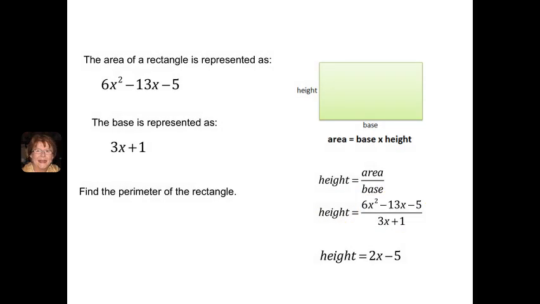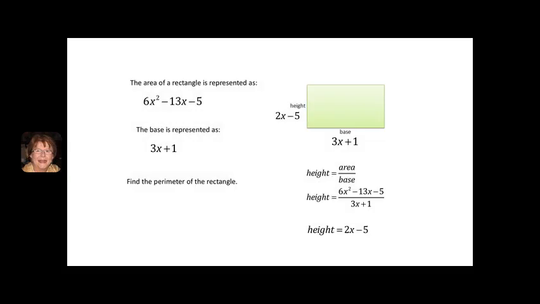Fill in the values in your diagram. So you know that the height is 2x minus 5. I'm going to fill those expressions in my diagram. The height is 2x minus 5. The base is 3x plus 1.